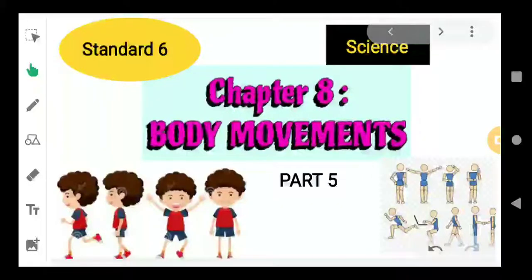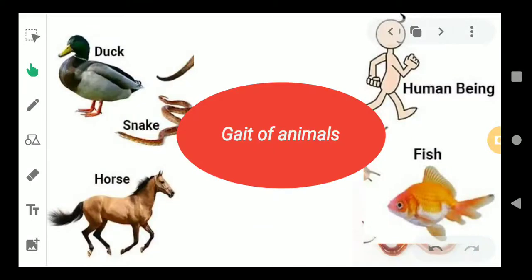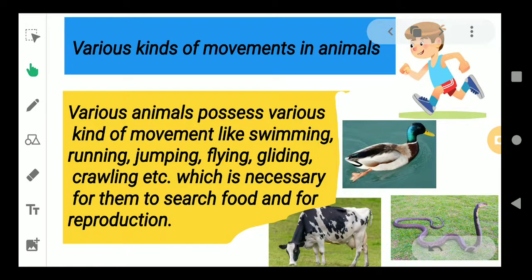Today we are continuing with chapter 8, Body Movements. In this session we are going to discuss the gait of animals. Gait means locomotion in animals. Compare the way of locomotion in humans, fish, duck, horse, snake, etc. Are they all moving in the same way? No. Different animals have different kinds of movements.